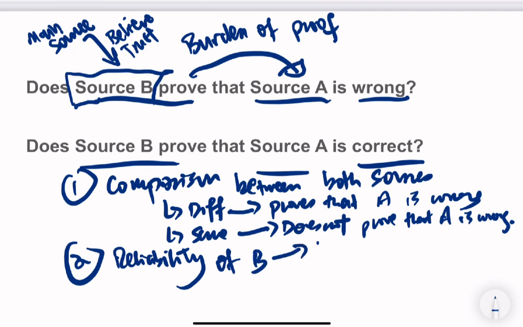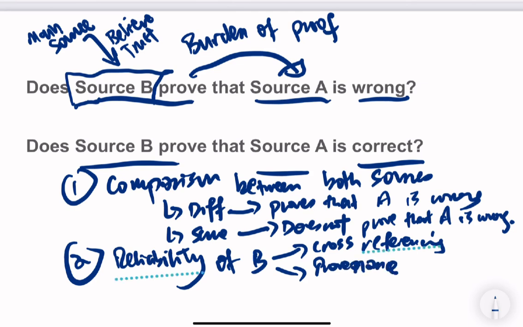So how do you find the reliability of B? You either do cross-referencing, or you look at the provenance analysis and the purpose of the source.